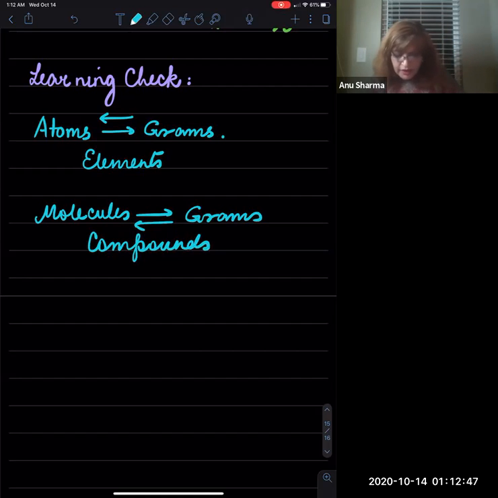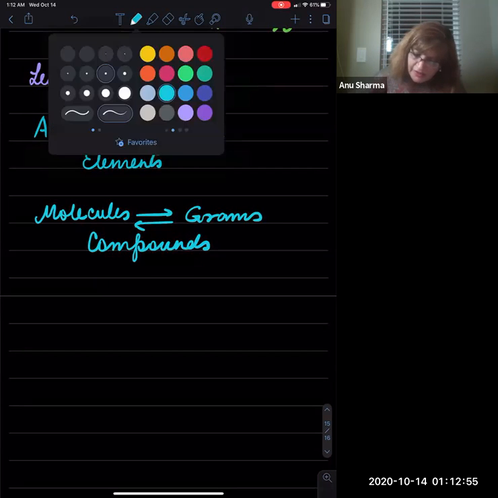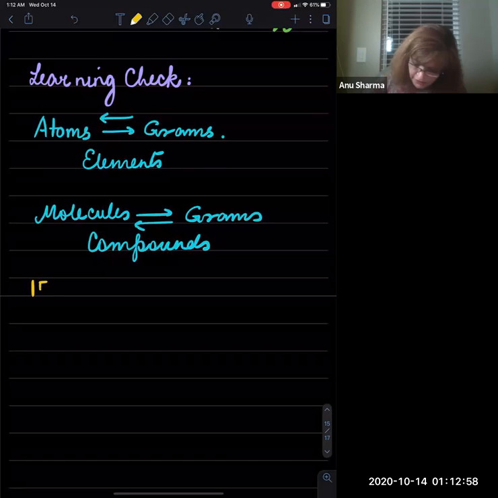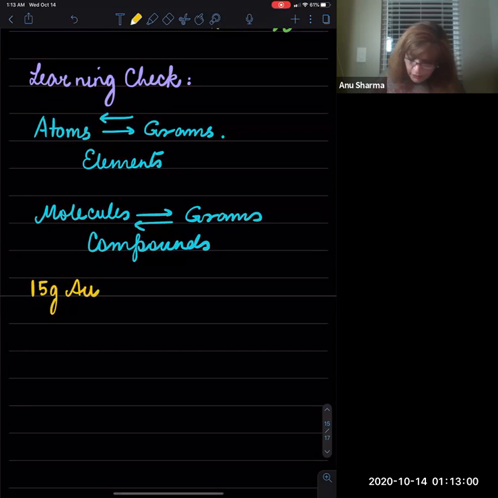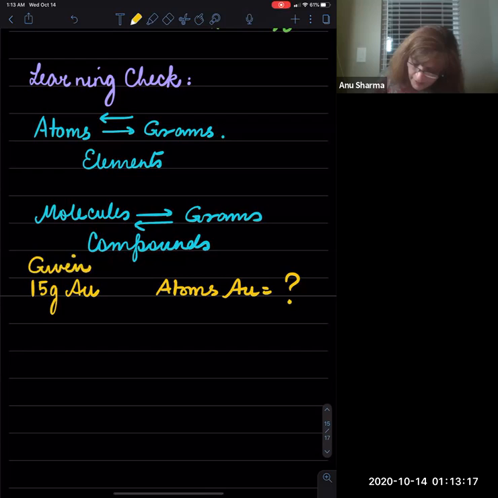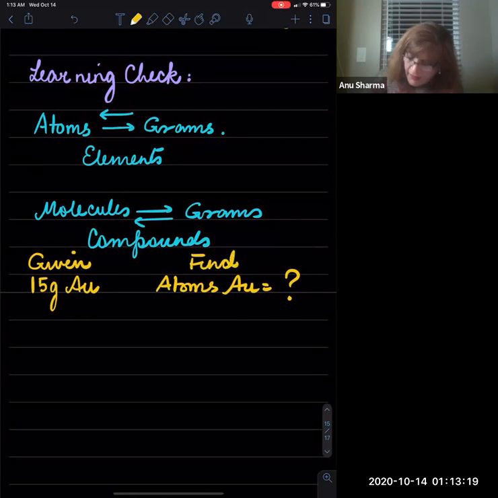Okay, so the mass of the copper, for example, the mass of the copper atom is given to you. No, sorry, this is the gold here. So in the learning check problem, you are given 15 grams of gold. How many gold atoms are in this quantity of gold? How many atoms of gold are there in 15 grams of gold? Okay, so this is given, and here you need to find this. So this is how you set up your problems. And since this is gold, that's why it's atoms.